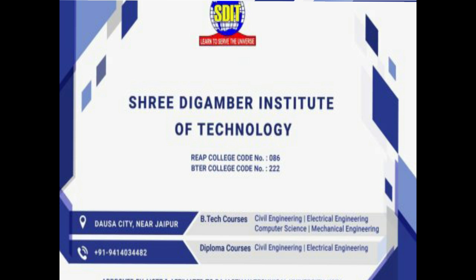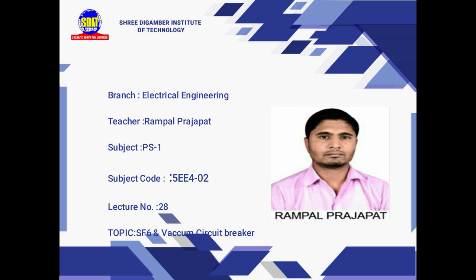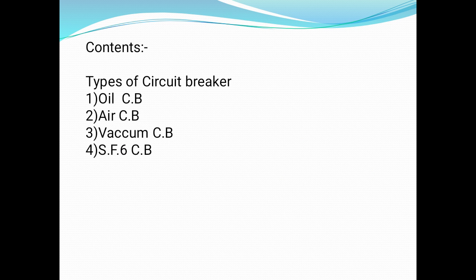Dear students, in our today class, we will discuss power system first, part 28. And for today class, our topic is SF6 circuit breaker and vacuum circuit breaker. So in this class, we will discuss the construction and working of a SF6 circuit breaker, advantages and disadvantages of SF6 circuit breaker, and similarly for vacuum circuit breaker. So in our today class, we start from SF6 circuit breaker first.